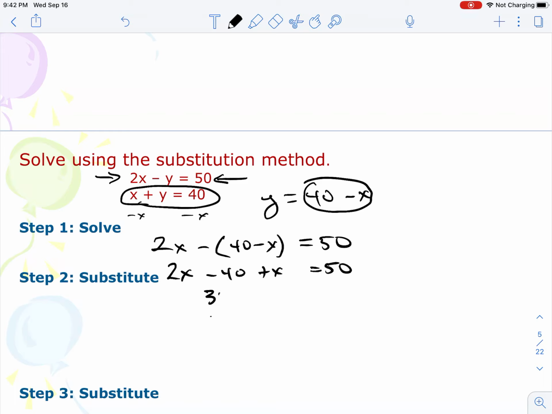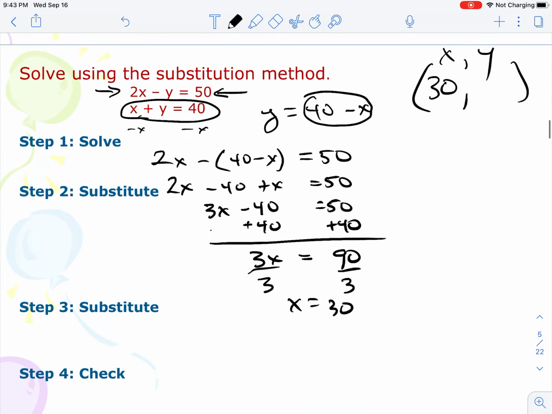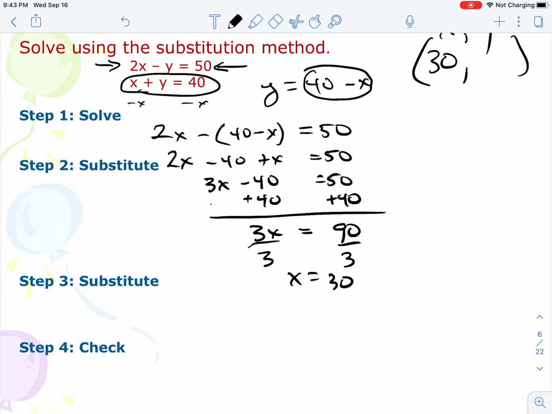What happens is I get 2X minus 40 plus X equals 50. When I combine like terms, I get 3X minus 40 equals 50. And if I add 40 to both sides, I end up with 3X equaling 90. And if I divide both sides by 3, I end up with X equaling 30. That is my first part of the solution. It's an ordered pair. That's my X value.